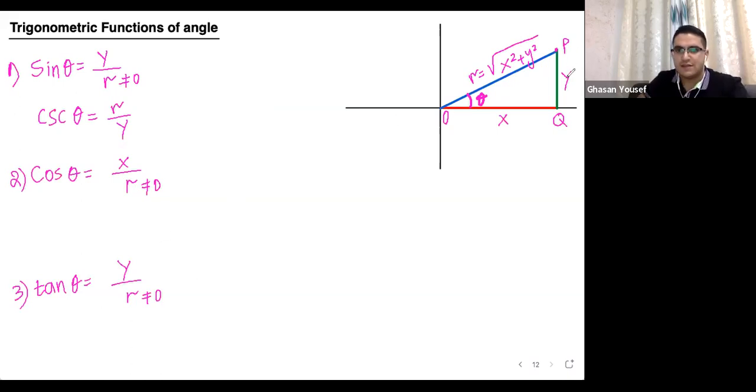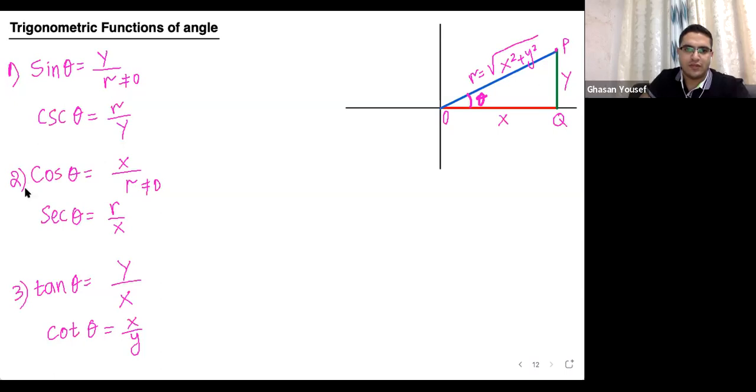The tan is y over x. Yeah, sorry, y over x, correct. The tan of theta equals y over x. Cosine of theta has a reciprocal: the secant. The secant of theta is r over x. The tan has the reciprocal cotan. Cotan theta equals x over y.